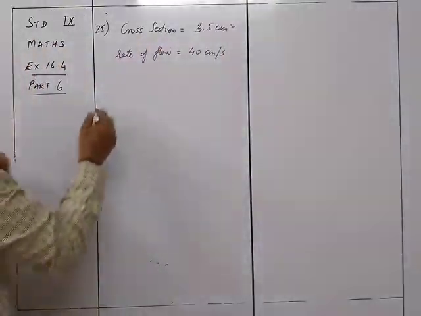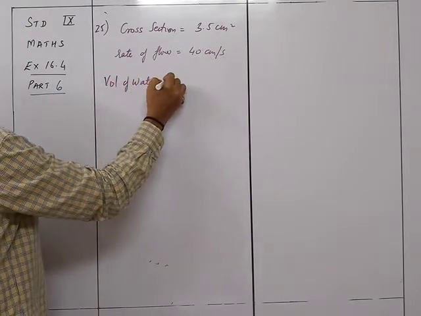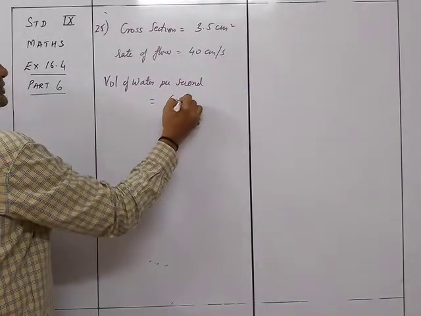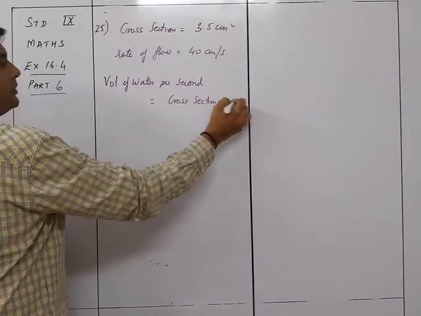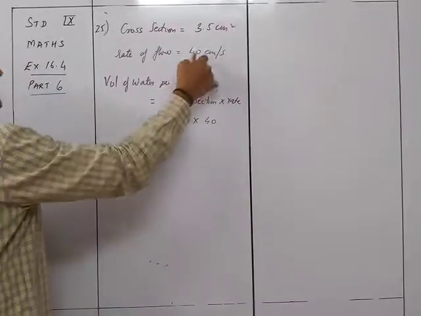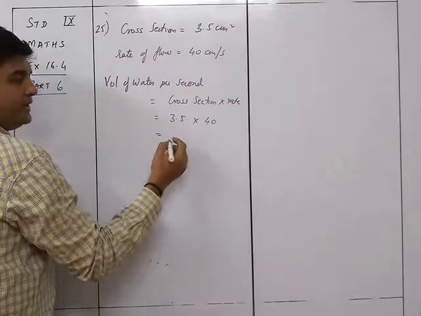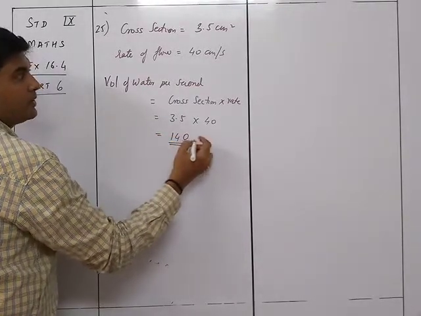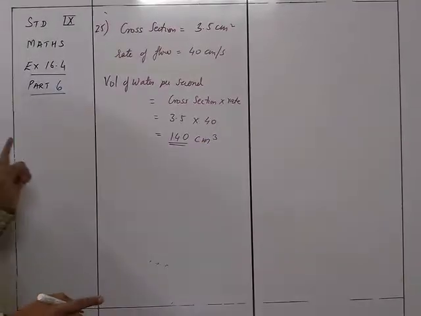So we can see over here that volume of water per second is equal to cross section into rate. So that is 3.5 into 40. Because this is also in centimeter, it will stay 40. So it is 3.5 into 4 is 14. So it's 140 centimeter cube. That is per second.